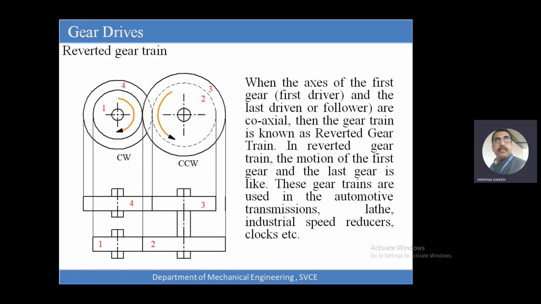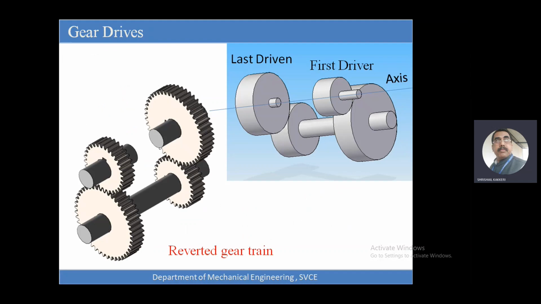And here, to make you understand, I made a 3D model of it. You can see the first gear, this is the driver gear, and these are the intermediate gears, and this is the last, the driven gear. You can see these two gears are on the same line, on the same axis. This is how this arrangement of gears is called a reverted gear set system. Okay, just try to remember.